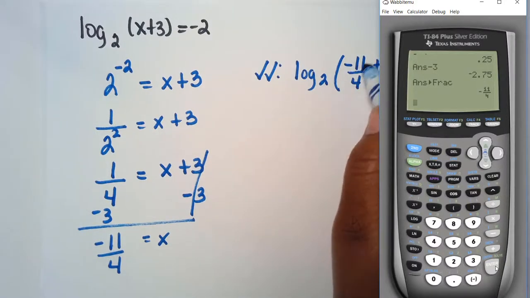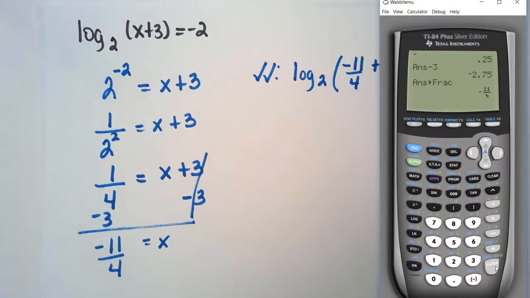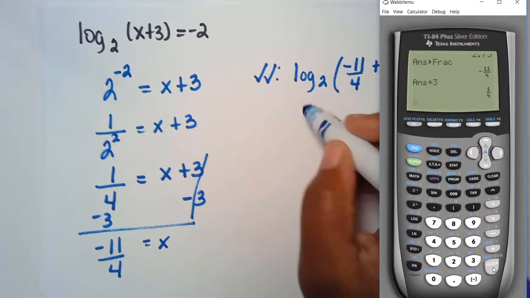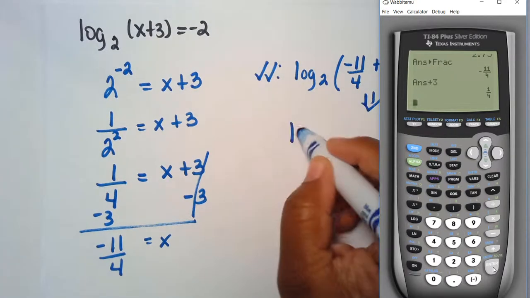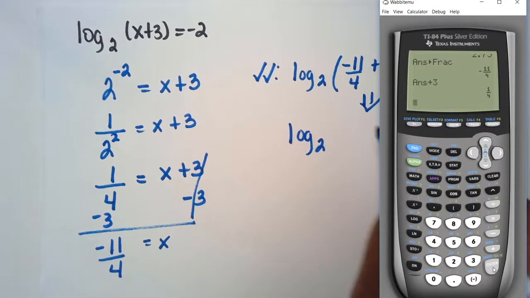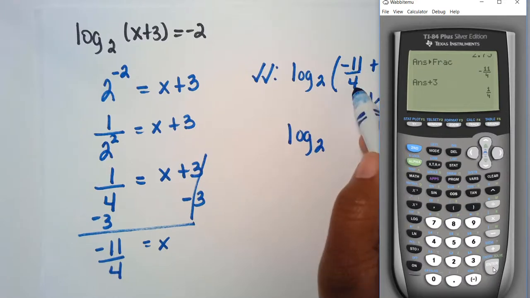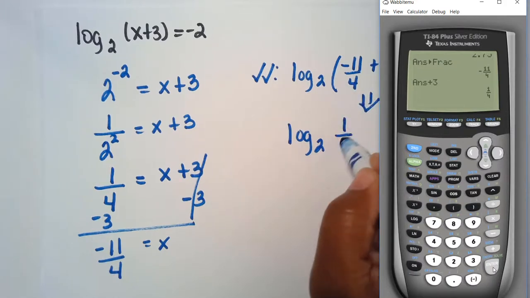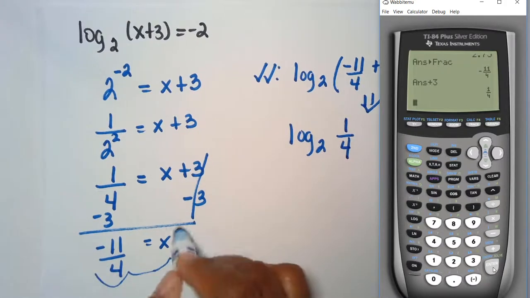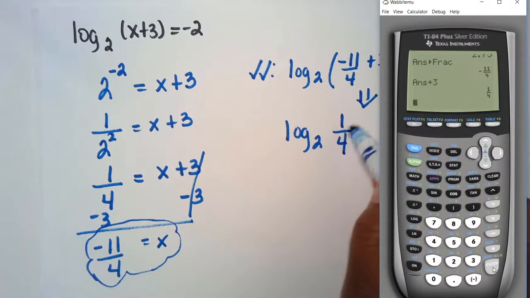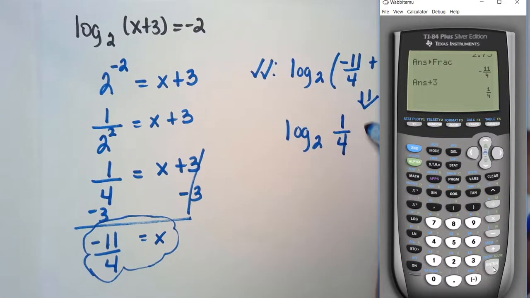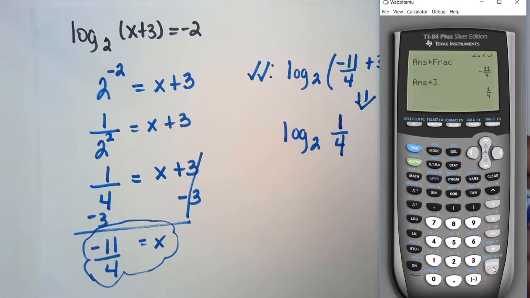So let's compute negative 11 fourths plus 3. We already know what that's going to give us, but take our answer, plus 3. That gives us 1/4. So log base 2, when we add negative 11 over 4 plus 3, that gives us a positive 1/4. So this will be our solution. It does yield a positive number here, our argument, and it equals negative 2.